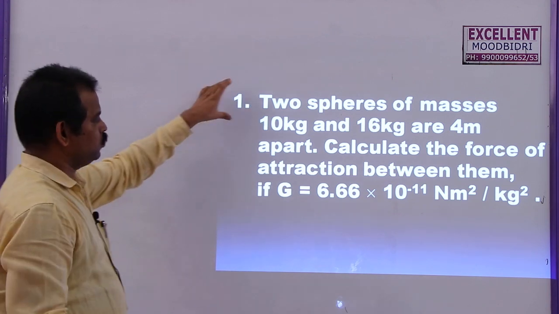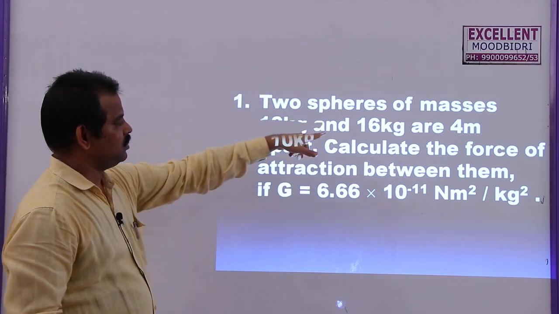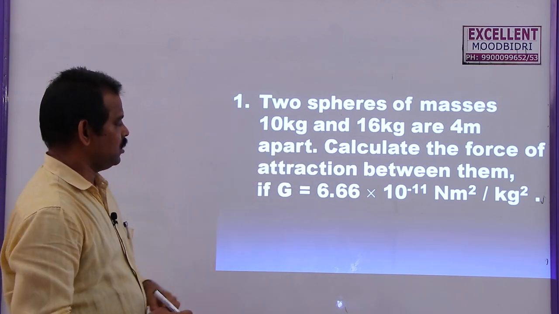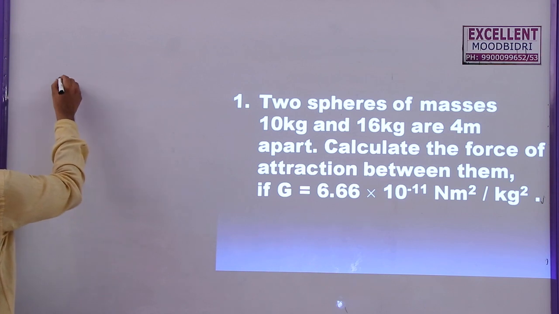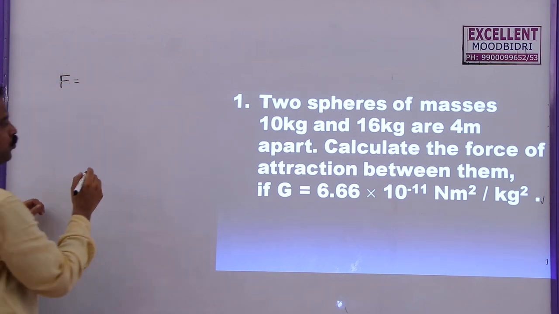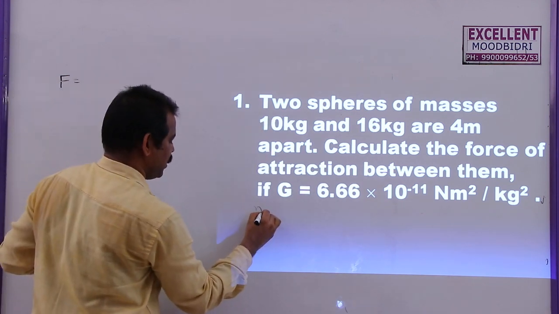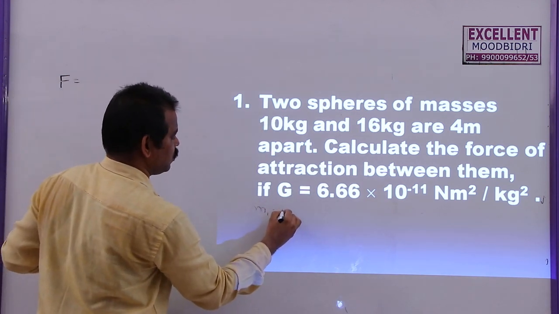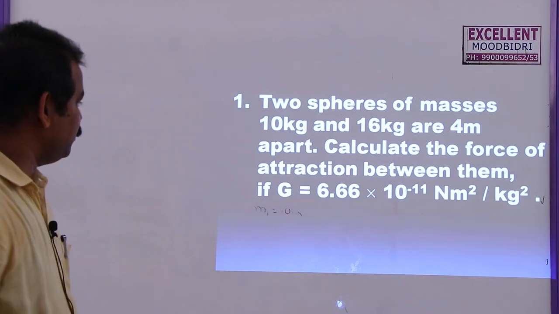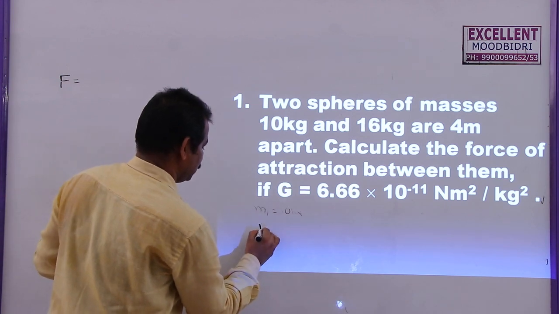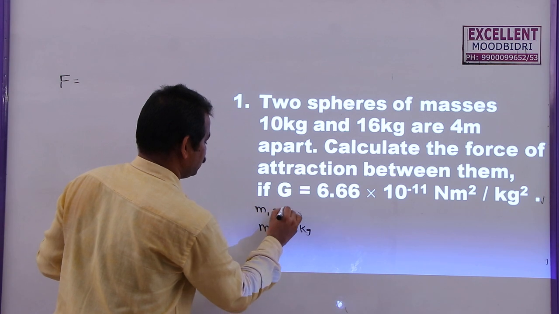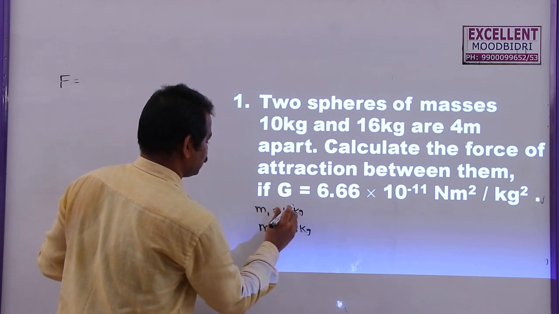The first one: two spheres of masses 10 kg and 16 kg are 4 meters apart. Calculate the force of attraction between them. So we know the expression to find the gravitational force of attraction between two bodies. Here the first body has a mass m1 equal to 10 kg, and the second body has a mass m2 equal to 16 kg.